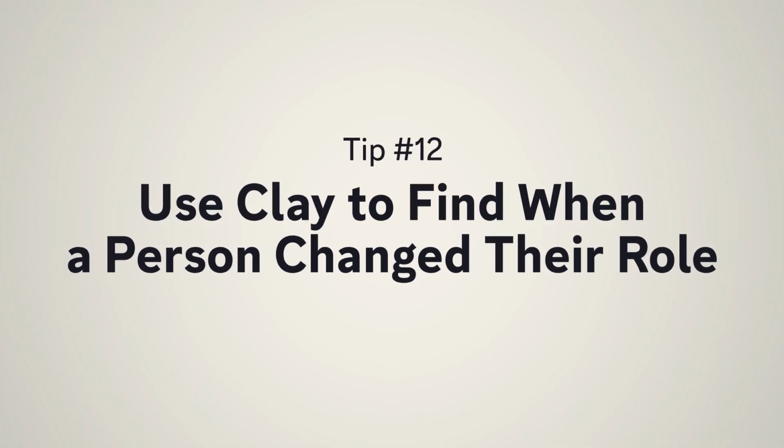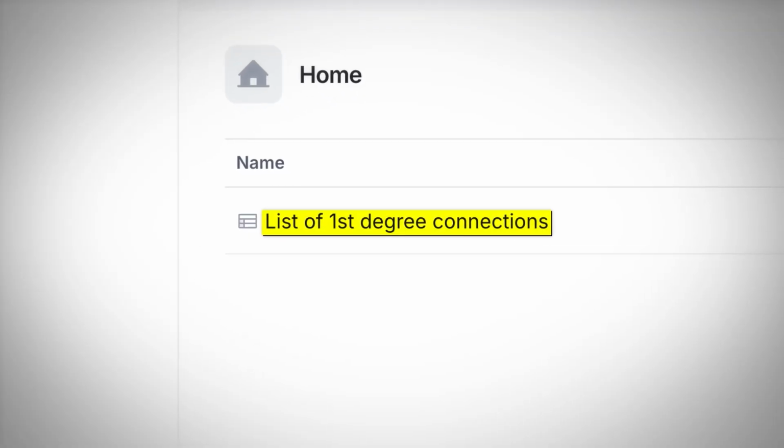One key function in Clay is the capability of understanding when a person changed their role. So let's say you have your first degree connections uploaded into Clay. Then you can create a monitoring system to easily know when any of those first degree connections that already know about you change roles to a specific role or to a specific company. So you can reach out to them at the precise time that they have budget to invest in your solution.